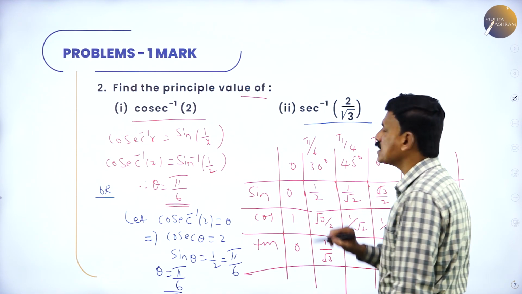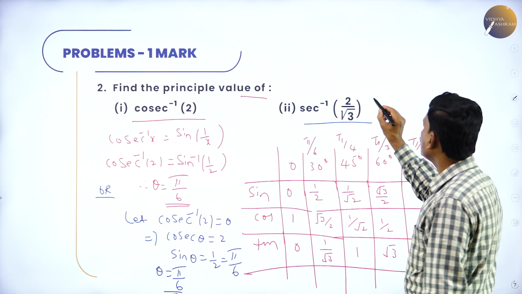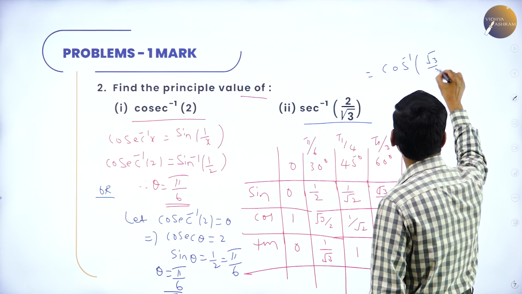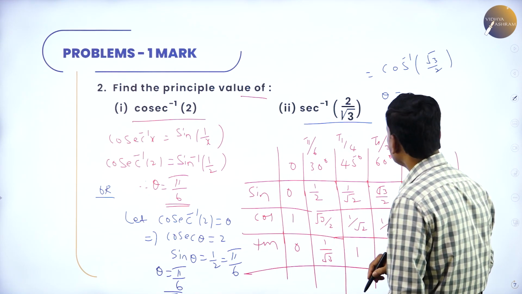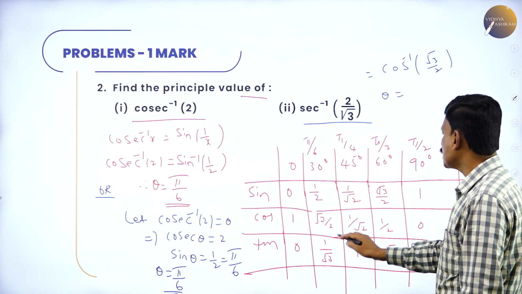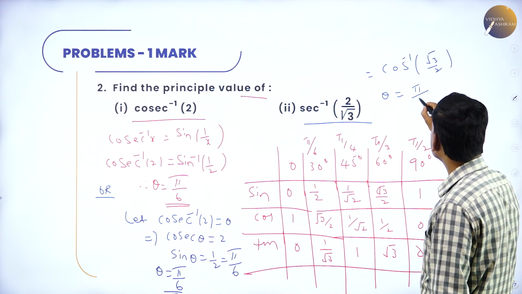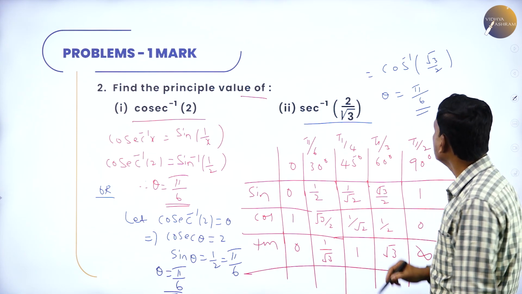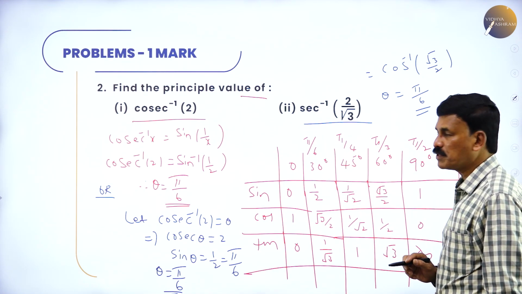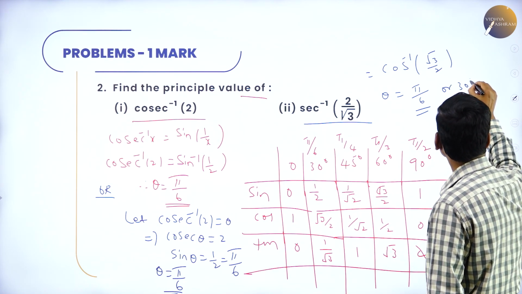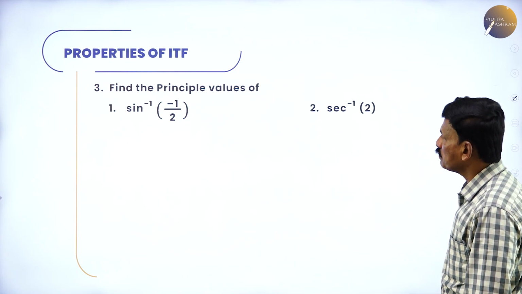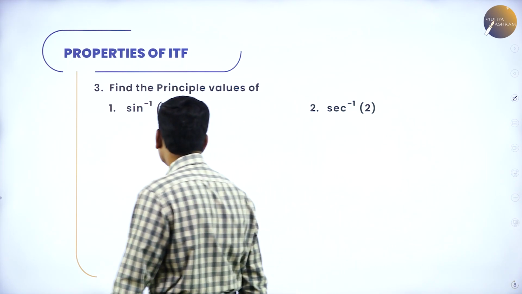Similarly, in this case, secant inverse 2 by root 3 can also be written as, reciprocated, cos inverse root 3 by 2. So, the value of theta which satisfies cos inverse root 3 by 2 is 30 degrees, that is equal to pi by 6. Cos inverse root 3 by 2 is equal to 30 degrees, that is equal to pi by 6, that is it. Okay. Now, move on to the next problem. Find the principal value of sine inverse of minus 1 by 2.